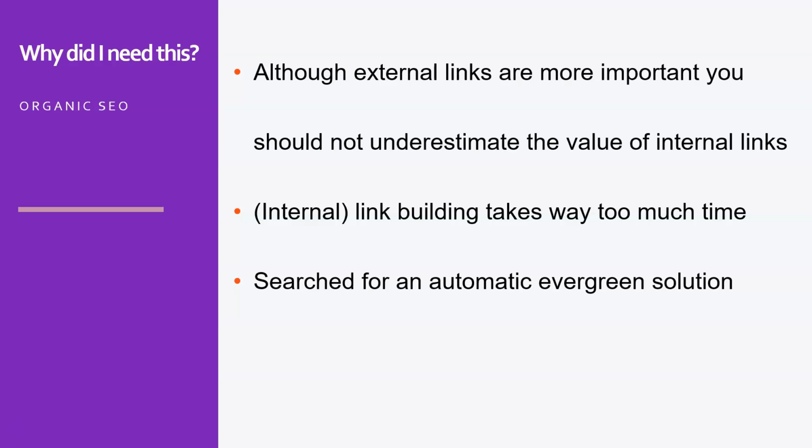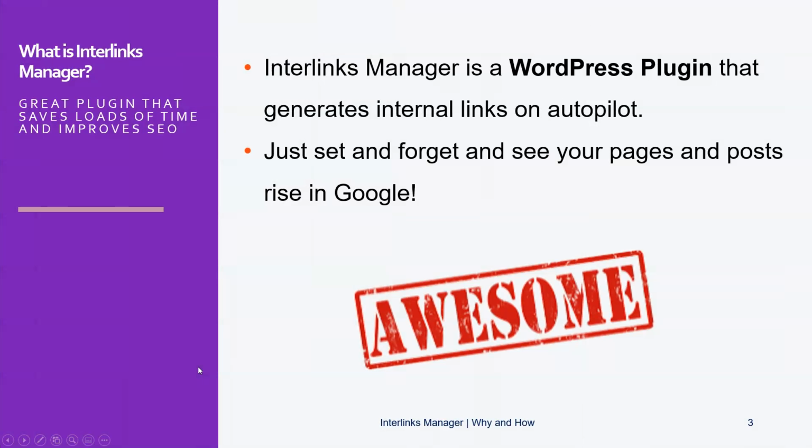So I went on a search for an automatic and evergreen solution that would easily create internal links in my WordPress website without me having to do much. And luckily for me and for you, I found this solution. It is called Interlinks Manager, and it's a great plugin that saves you a lot of time and at the same time boosts your SEO. Obviously, it's a WordPress plugin and it generates internal links on autopilot. So you just set and forget it, and then you see your pages and posts rise in Google automatically.